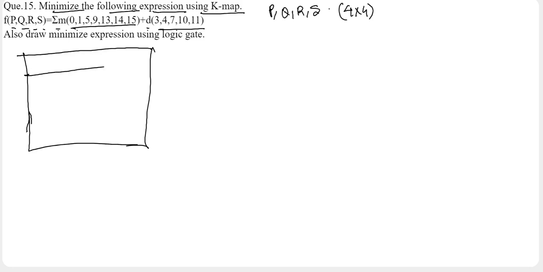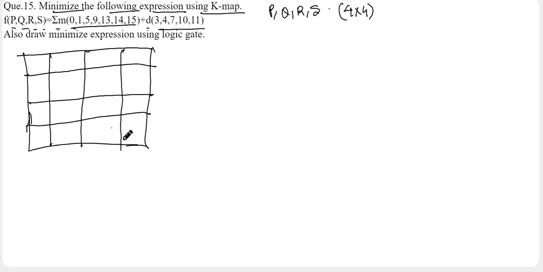There will be four rows. This is the first row, this is the second row, this is the third row, and this is the fourth row. And there will also be four columns: first column, second column, third column, and fourth column, right? And the variables which are given to us are P, Q, R, and S, right? And now we need to represent each of the cells in the K map by gray code.